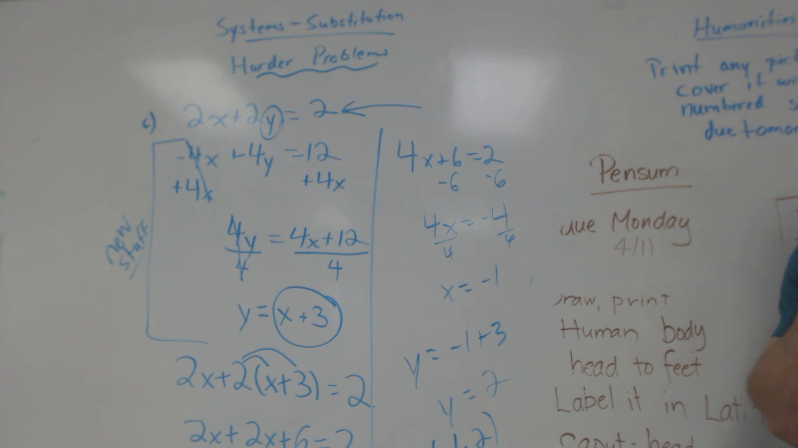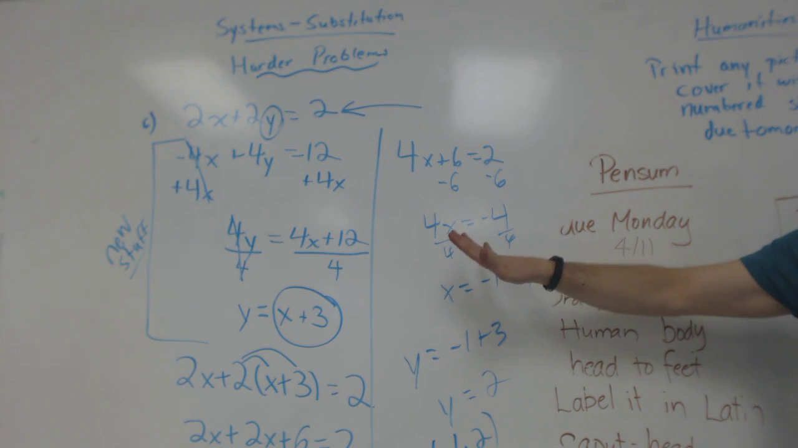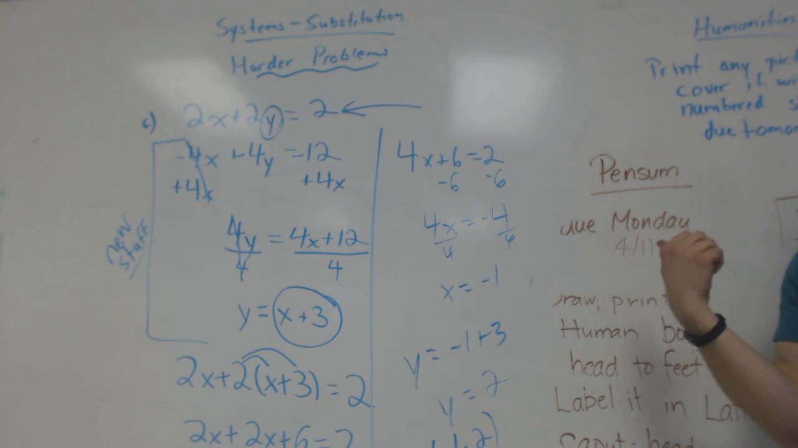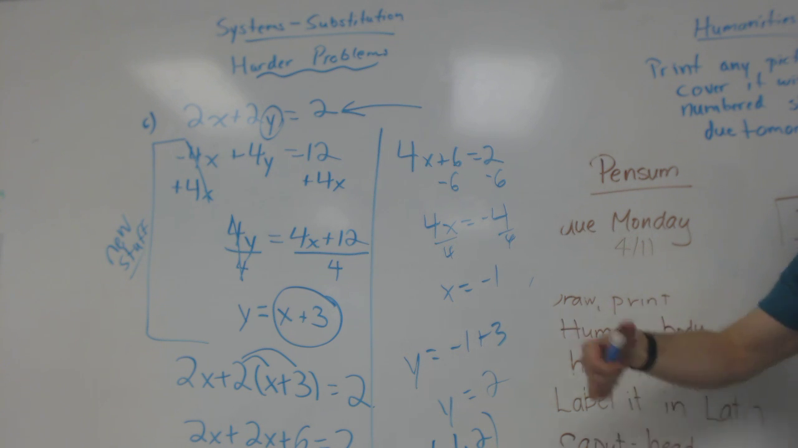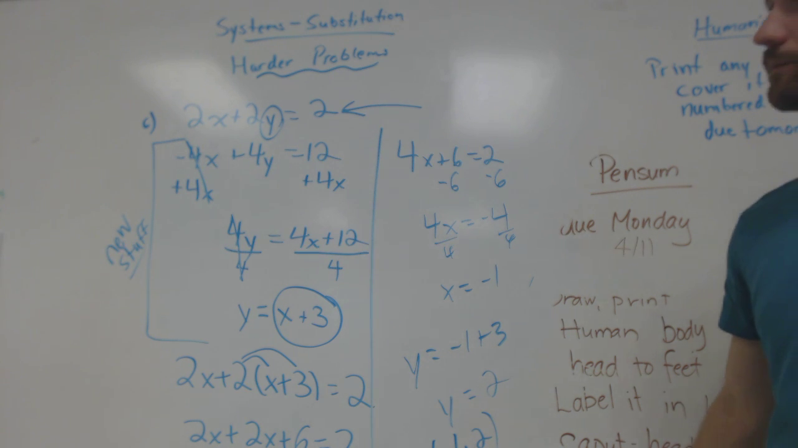Questions on that one? If you copied this down, you now have a guide in your notes for which problem on your homework? 6. Problem number 6, right? So when you get to problem 6 on the homework, you can look back in your notes and it will show you how to do it from beginning to end. All right.